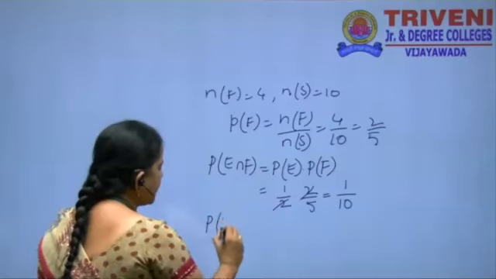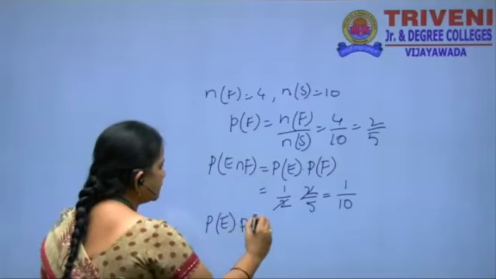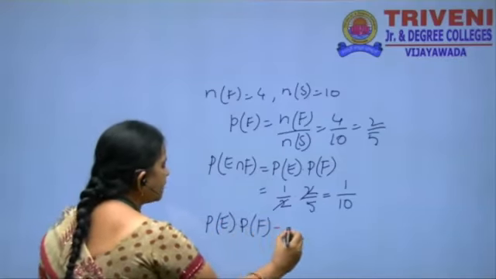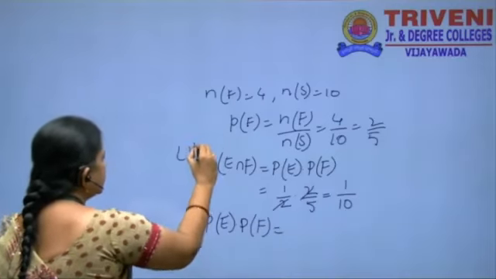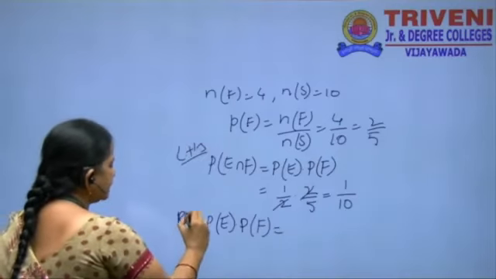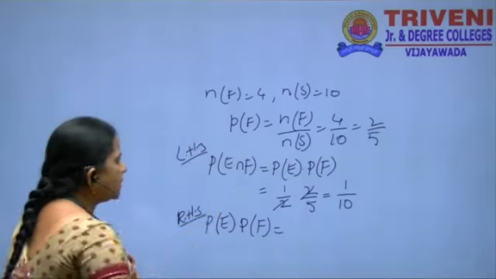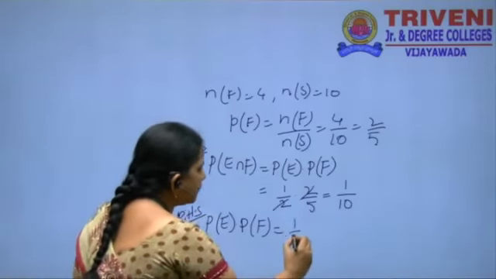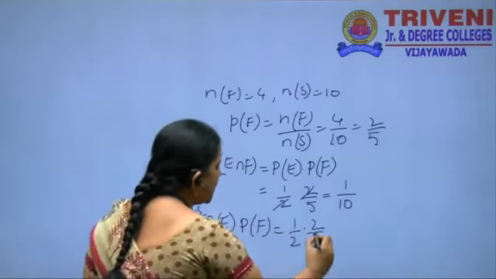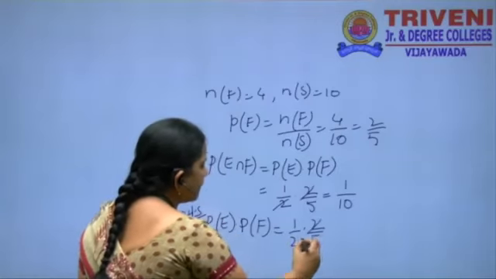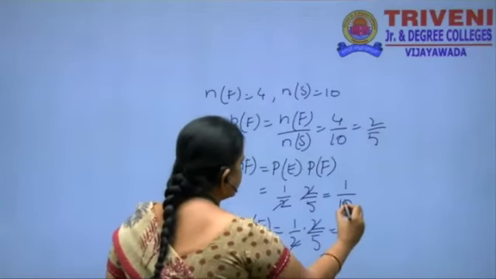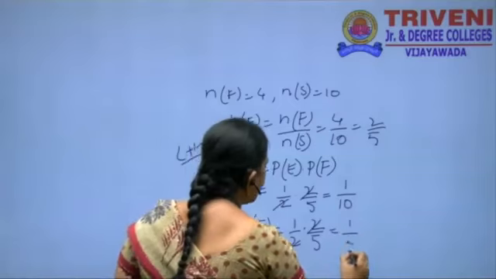Then P(E) × P(F). This is the LHS, and this is the RHS. P(E) × P(F): here also P(E) is 1/2 and P(F) is 2/5. 2 gets cancelled here, giving 1/10.